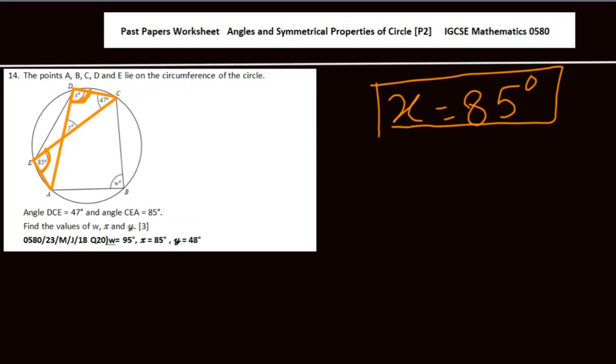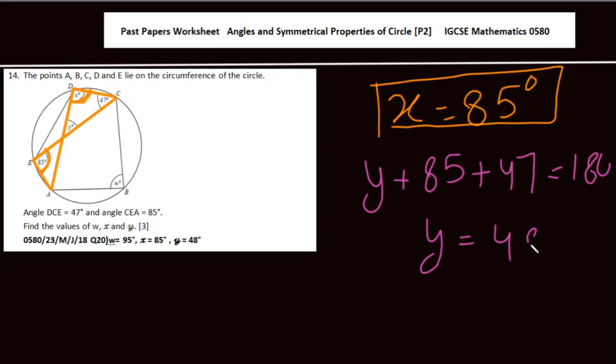Now we can find Y by summing up the three angles and equating them to 180. So this would give us Y equals 48. It says in the answer, let me quickly check as well, 180 minus 47 minus 85, yes, 48. Okay, and now we have angle Y and angle X.